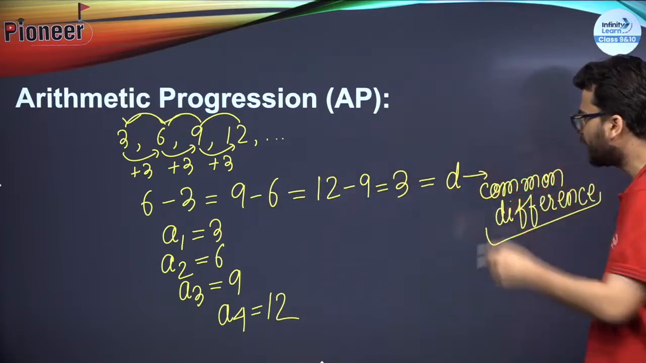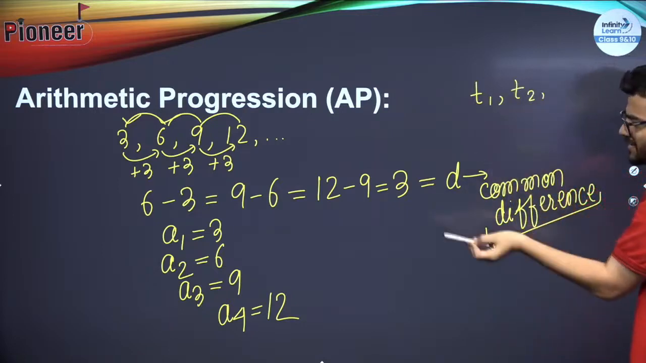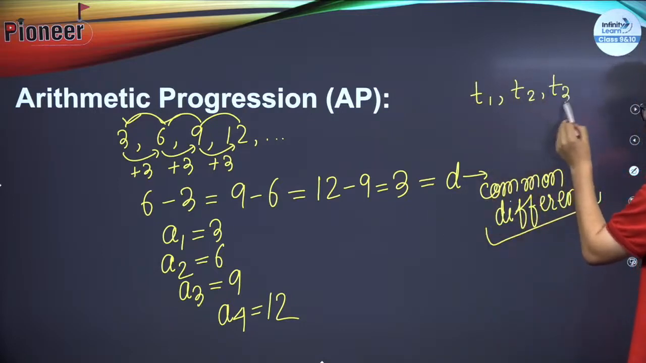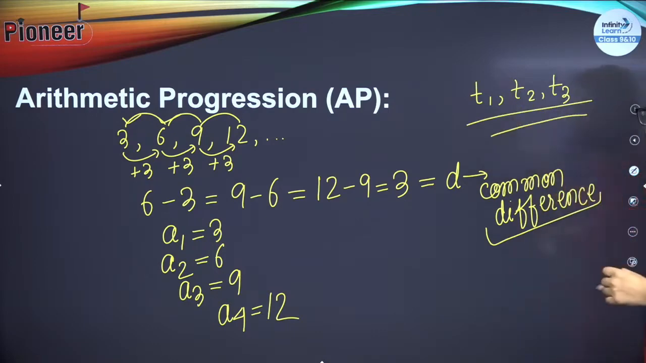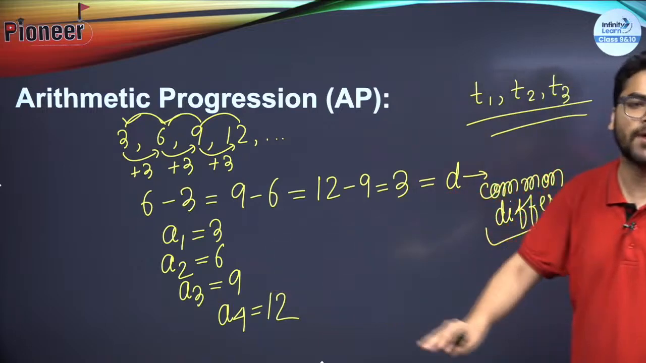You can also call them T1, T2 as well, right? But we normally do A1, A2 only. It is just a convention, right? So it would not be wrong if you say T1, T2, whatever it is. We are talking about the position of the term over here.